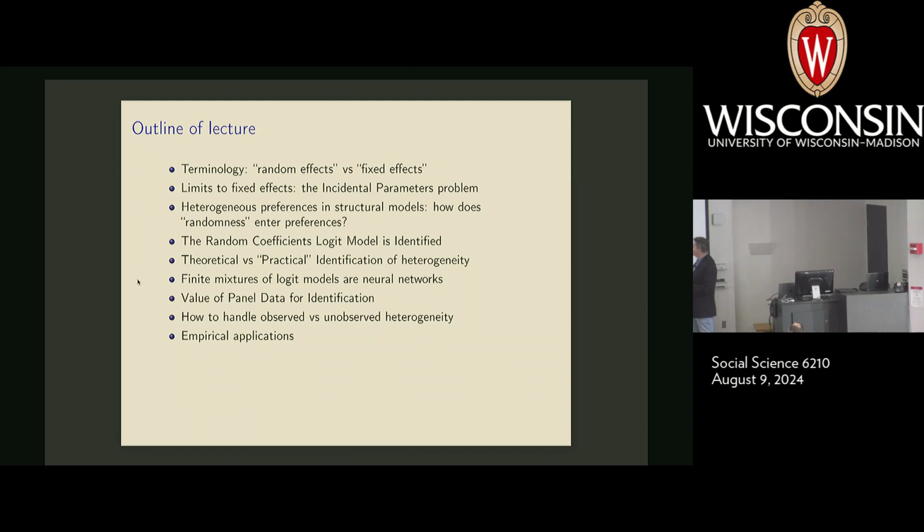I'm going to start out by talking about random effects and fixed effects, just terminologically. What does that mean? How does that relate to heterogeneity? Then I want to talk about the limits to fixed effects, which is called the incidental parameters problem. There's a classic article by Kiefer and Wolfowitz. Then I'm going to come back to structural models, and we're going to ask how randomness should enter our models.